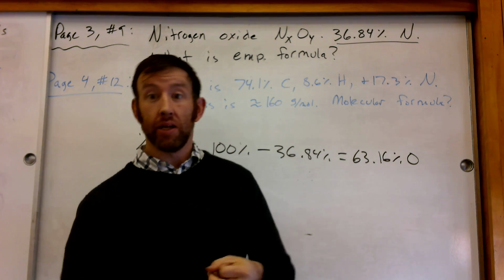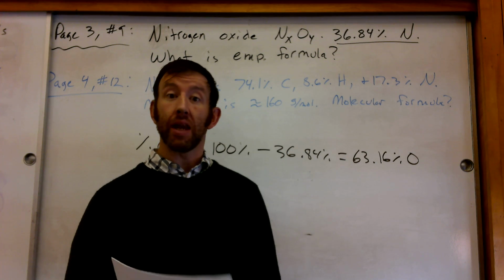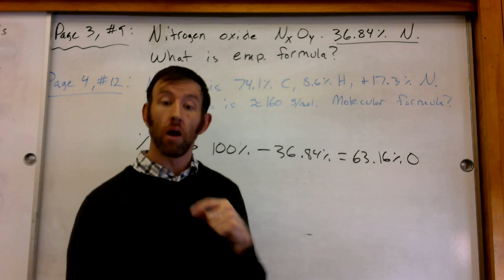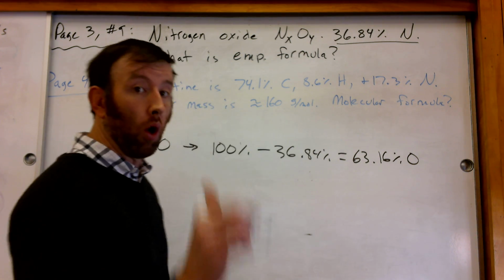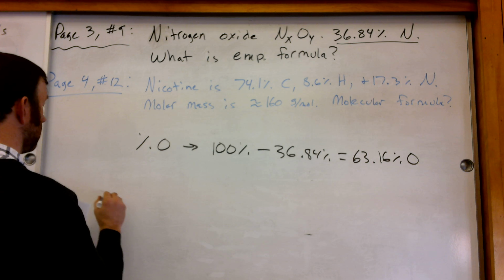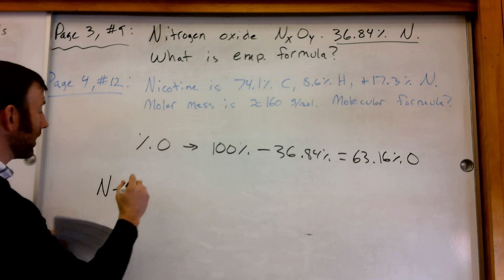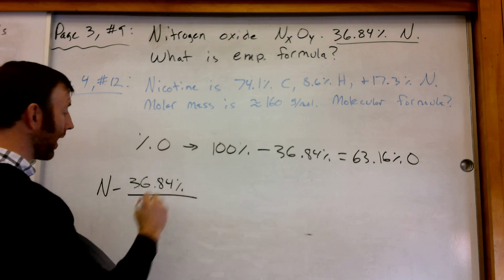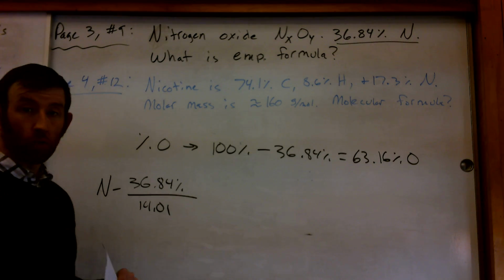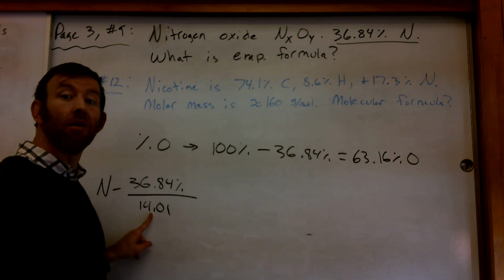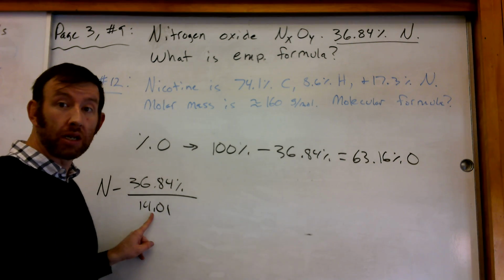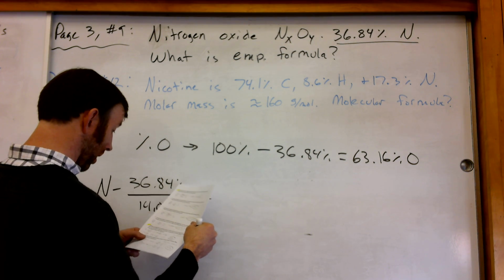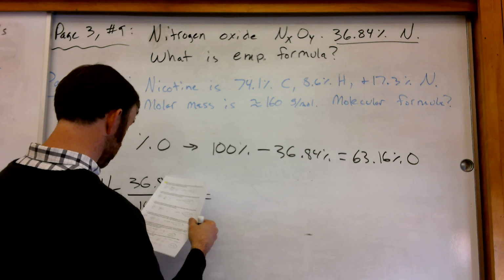So it's 3 steps. The first step is dividing the percent composition by their atomic mass, which we get from the periodic table. For nitrogen, I'm going to take 36.84% and divide that by 14.01. Now 14.01 is the number I get from my periodic table, just by looking at the atomic mass of nitrogen. And when I do that, I get 2.63.